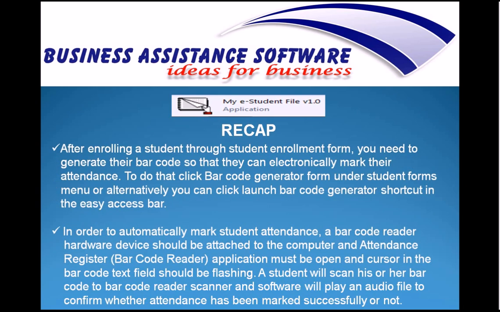After enrolling a student through the student enrollment form, you need to generate their barcode so that they can electronically mark their attendance. To do that, click Barcode Generator Form under the Student Forms menu, or alternatively click the Launch Barcode Generator shortcut in the Easy Access bar. In order to automatically mark student attendance, a barcode reader hardware device should be attached to the computer. The attendance register barcode reader application must be open, and the cursor in the barcode text field should be flashing. A student will scan his or her barcode with the barcode scanner, and the software will play an audio file to confirm whether attendance has been marked successfully or not.